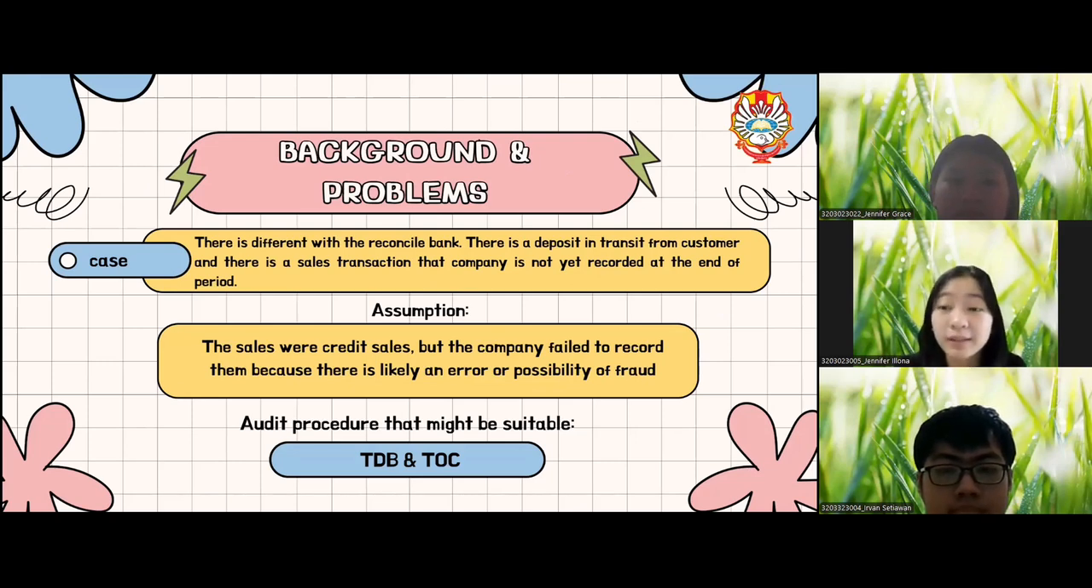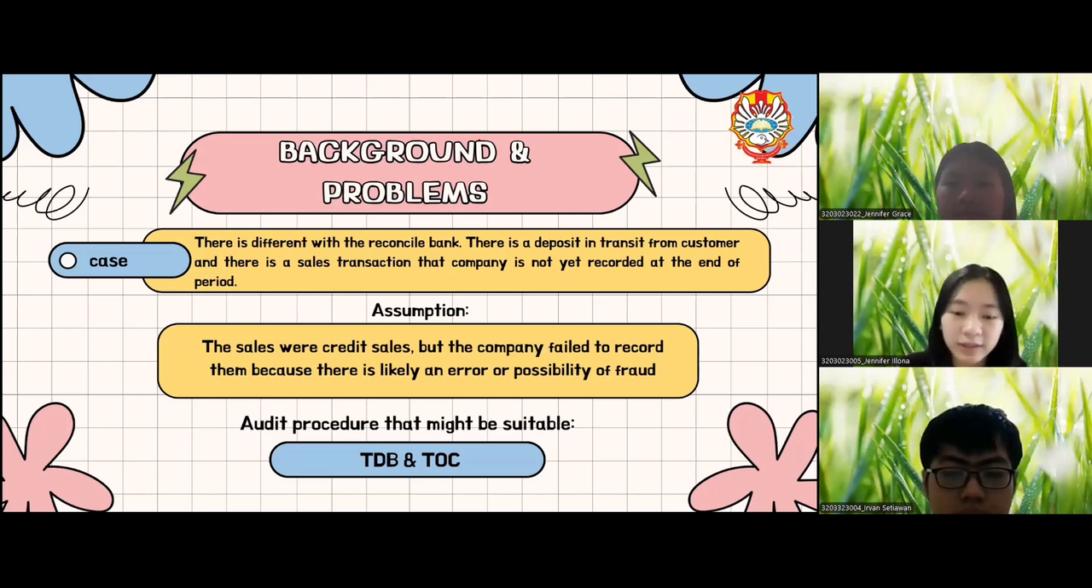So here we make some assumptions. The assumption was the sales were credit sales, but the company failed to record them because there is likely an error or possibility of fraud at the company. So there are two kinds of audit procedures that might be suitable for this case: test of detailed balance to check the ending balance, and TOC, test of controls, to check if the internal control of the company is good or not.